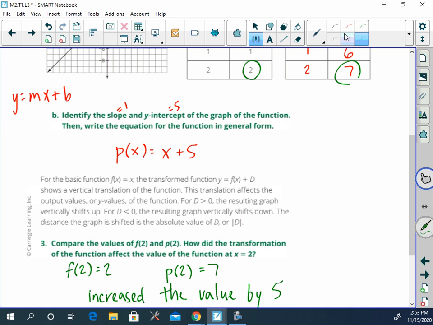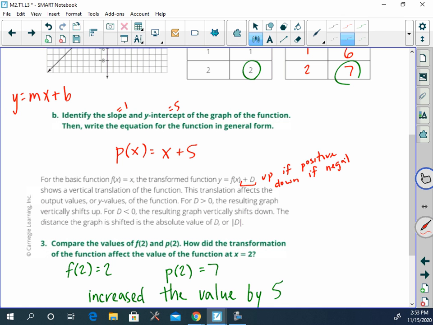And if we read through this real quick, okay, it says for the basic function here, the transformed function y equals f of x plus d shows a vertical translation of the function. Okay, if d is greater than 0, that means it's going to shift up. But if our d value is less than 0, so if we were like subtracting 2, it would shift down that many. Okay, so when it's adding to the back here, it's going to be a vertical up or down. Up if positive, and it would be down if that's negative or if we're subtracting. That's what that whole paragraph there says.